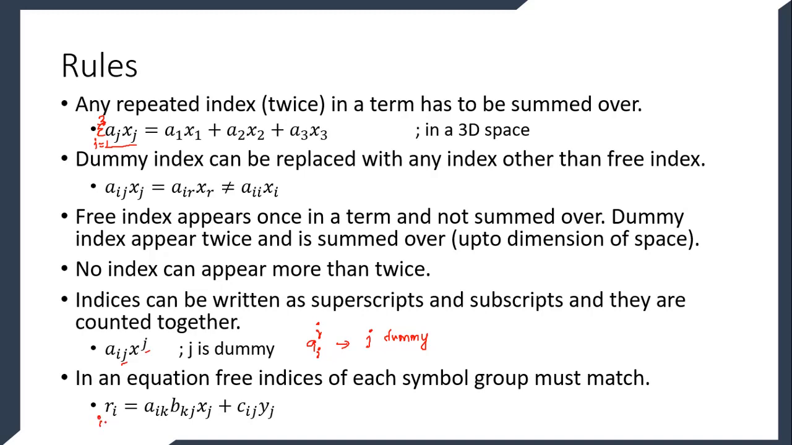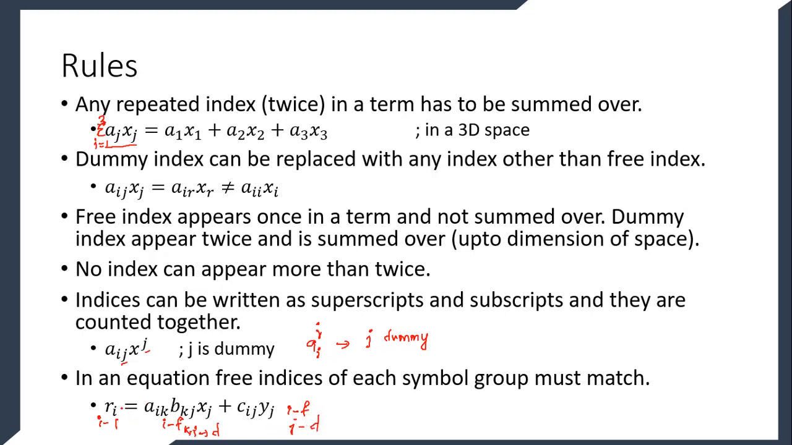Here I is the free index, whereas here I appears once, k appears twice, j appears twice. So I is the free index where k and j are dummy indices. In this term, I appears once, j appears twice. Therefore, I is the free index where j is the dummy index.